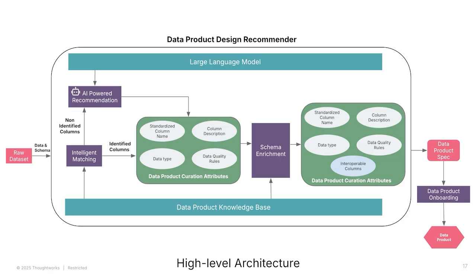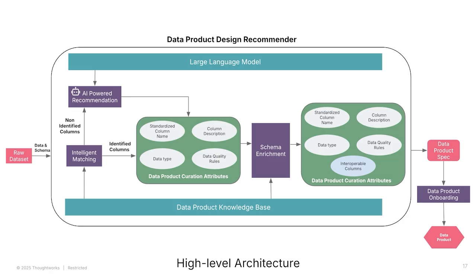So if we observe this high-level architecture, we will see that in the early phases of the data product ecosystem, when you have little or no data products in the knowledge base, AI can play a pivotal role, not just by accelerating the initial curation, but also by enriching your knowledge base. So over time, a point can come where your knowledge base itself becomes mature enough to give high-quality recommendations.